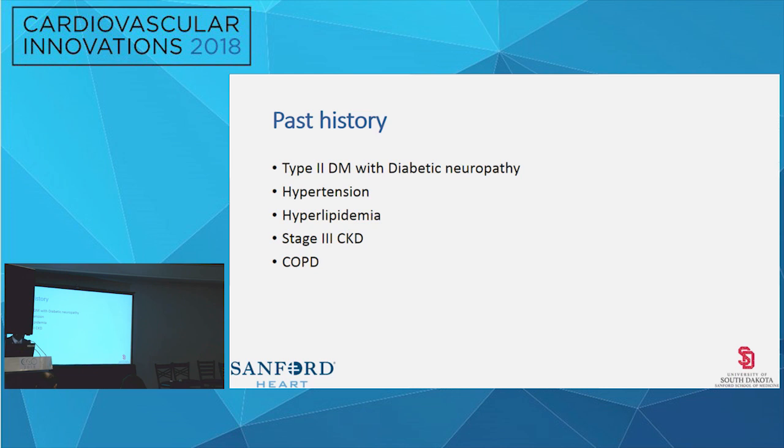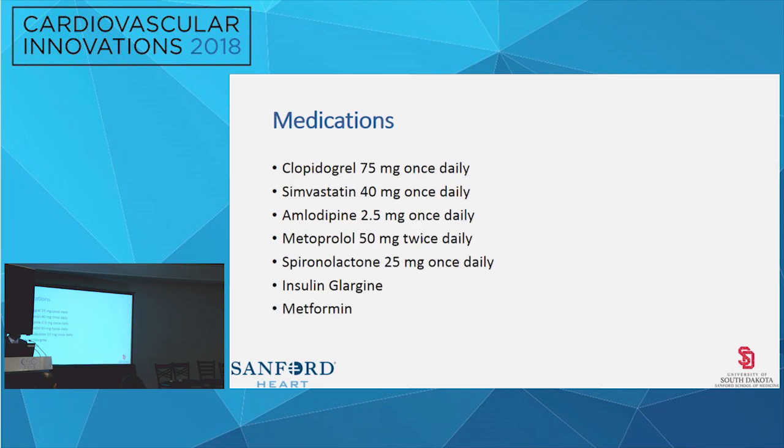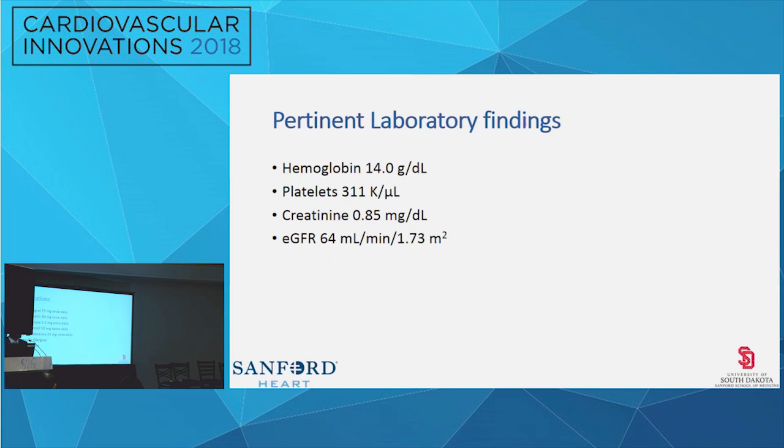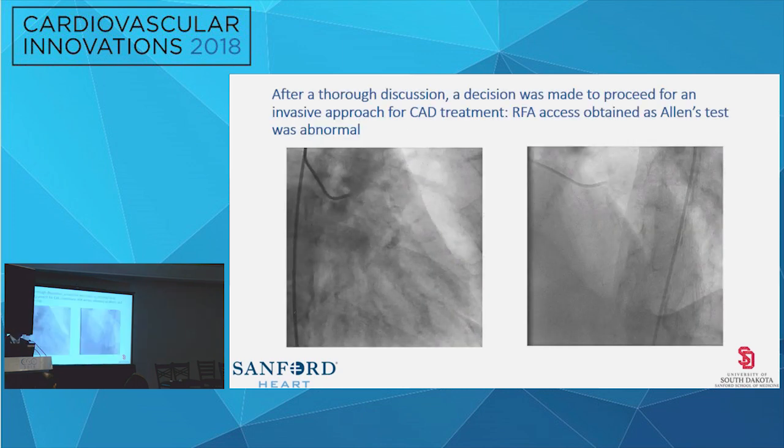Her past medical history is pertinent for type 2 diabetes mellitus with diabetic neuropathy, hypertension, hyperlipidemia, stage 3 chronic kidney disease, and mild COPD. Her medications were Plavix, simvastatin, amlodipine, metoprolol, spironolactone, insulin, metformin, and some of these medications were added when she presented to our clinic with her symptoms. Her pertinent laboratory findings were hemoglobin 14.0, platelets 311, creatinine 0.85, and her creatinine clearance eGFR 64.